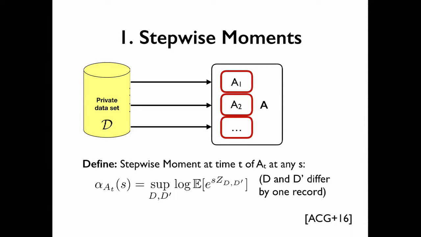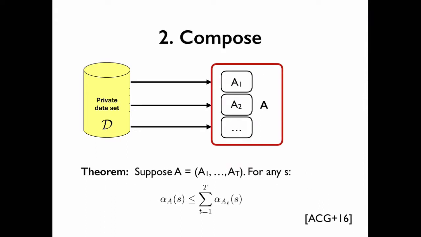Okay, so how are we going to compose this? So these are the moments at each step. How are we going to compose them? Well, Abadi et al. show this very general theorem. Suppose you have mechanisms A1 to AT. For any s, the moment at s of A, which is the composition of A1 to AT, is at most the sum of the moments of the individual steps. So alpha A of s is the sum over t going from 1 to T of alpha A_t of s. Okay, so now you can get the moment of A.